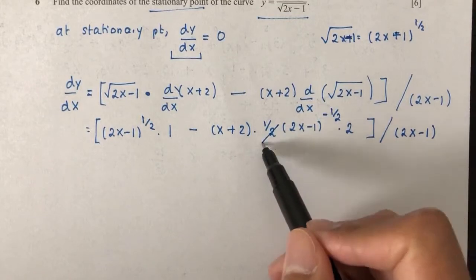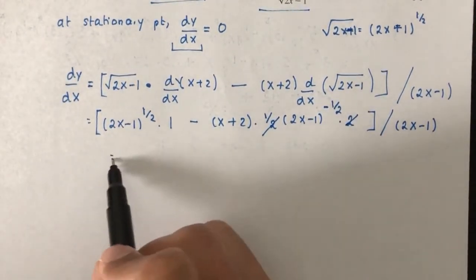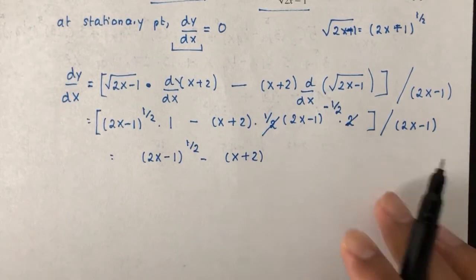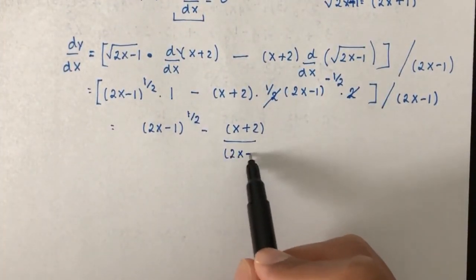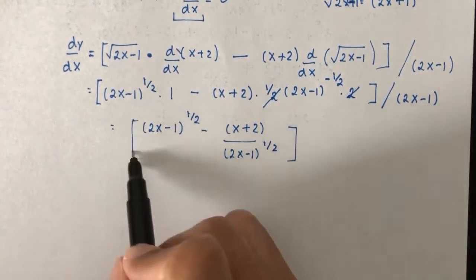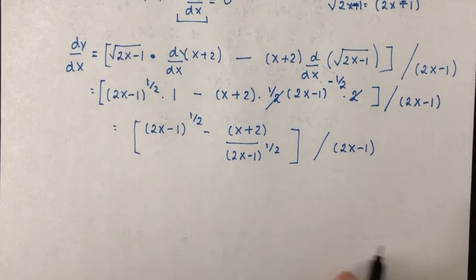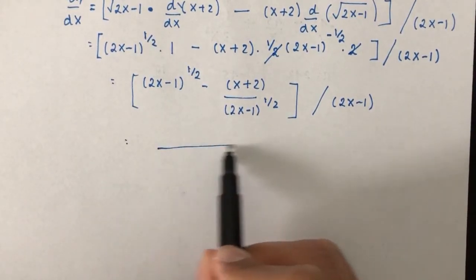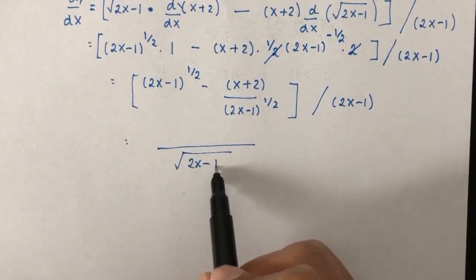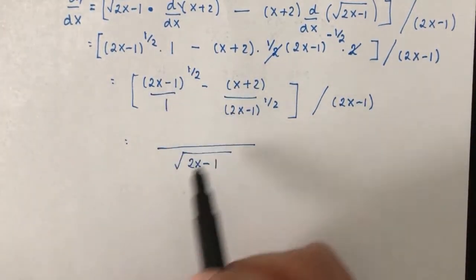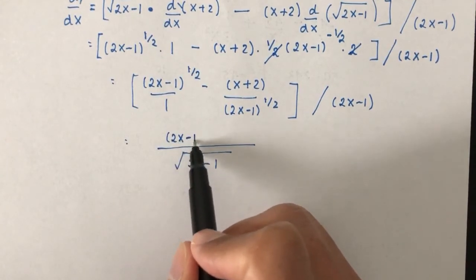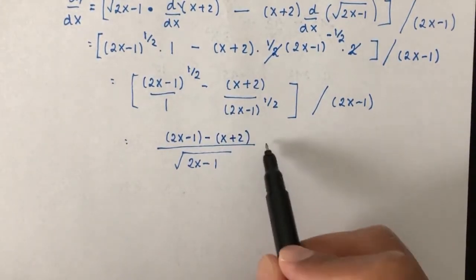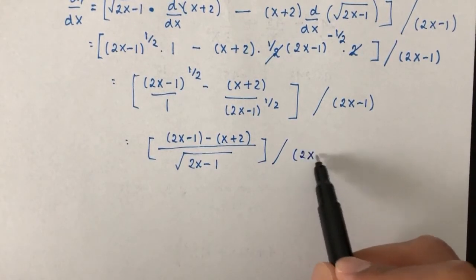Let's simplify. This goes away, and that's it. So here we have 2x minus 1 power half minus x plus 2 over 2x minus 1 power half, all divided by 2x minus 1. We can still simplify. For this one, it's a fraction, so let's find the LCM. The base will be the same. Let's call this 1. So we cross multiply, that will be 2x minus 1 times this, plus becomes 1 minus x plus 2, and all this divided by 2x minus 1.